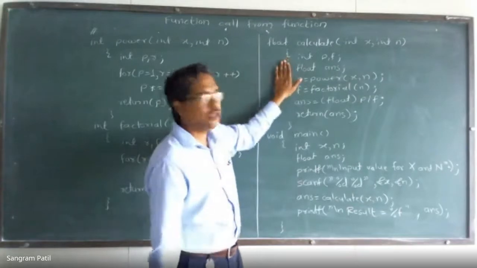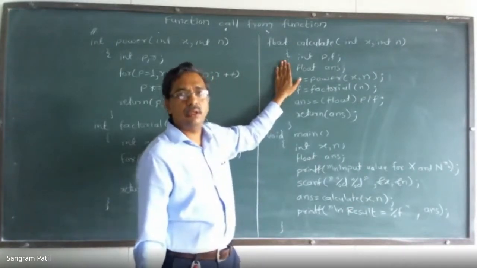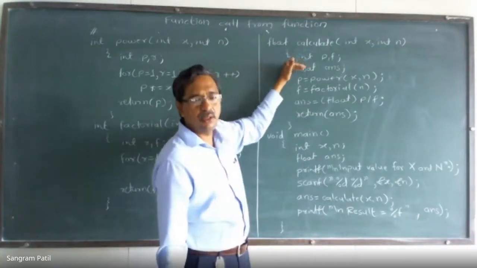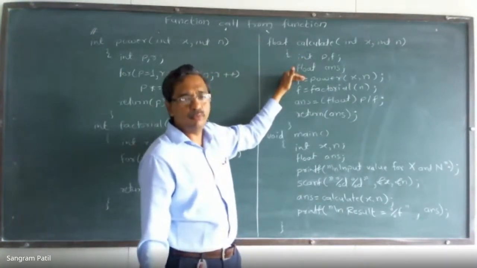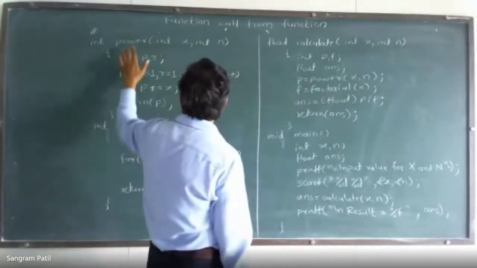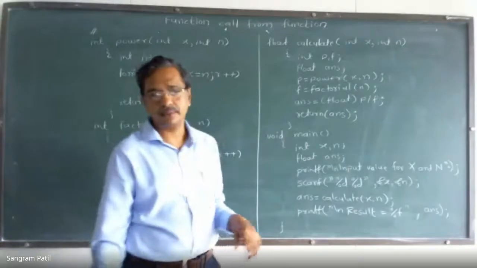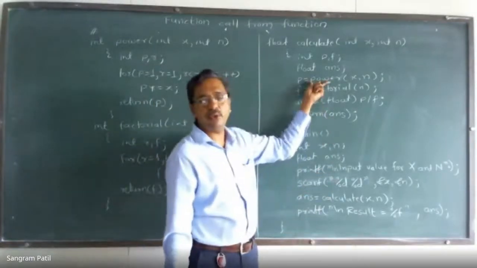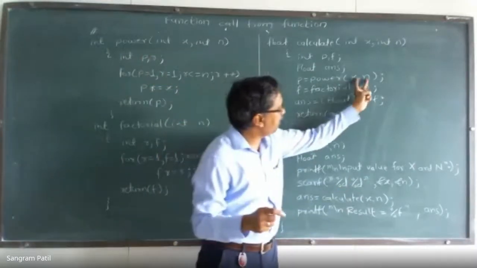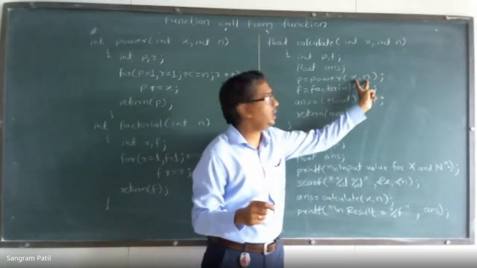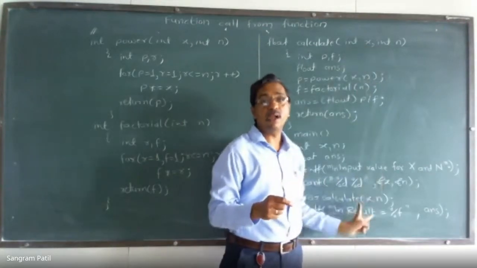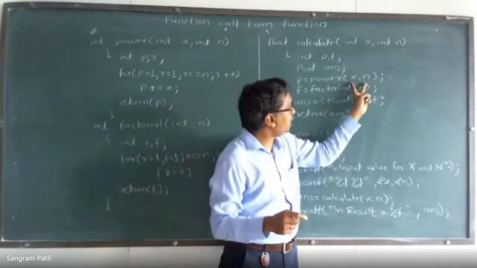Now, if you check the calculate function, the first two statements are declarations. The next statement is p equal to power(x, n). Power is nothing but the name of a function, so it goes to execute that function. When this statement is executed, it goes to execute this power function, and it passes two values x and n, which this function has received from the main program.